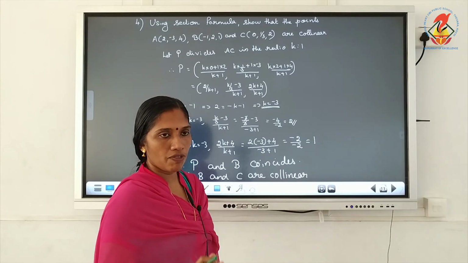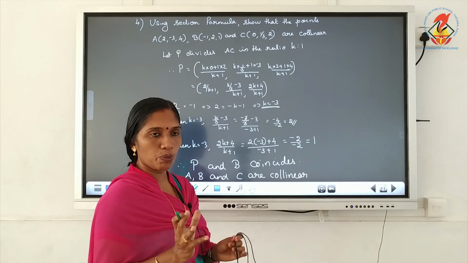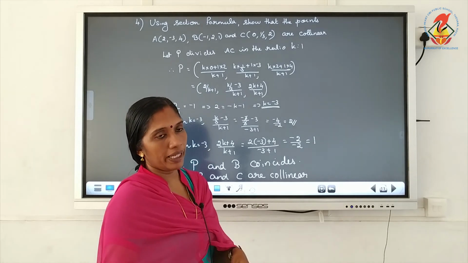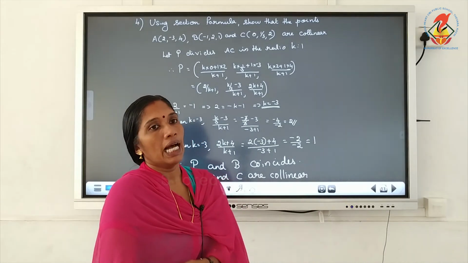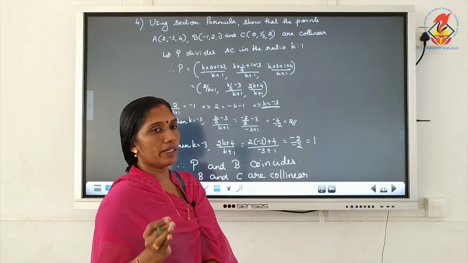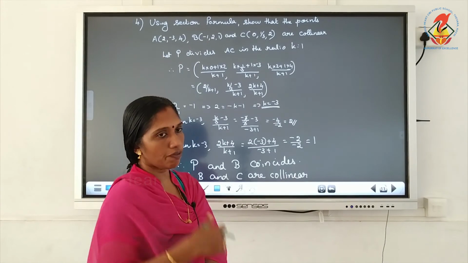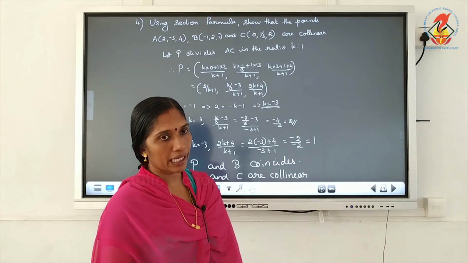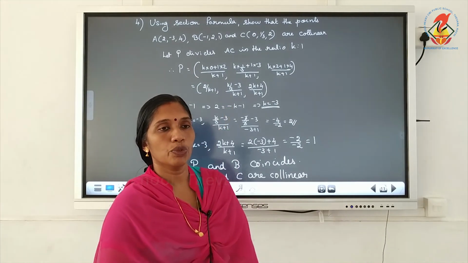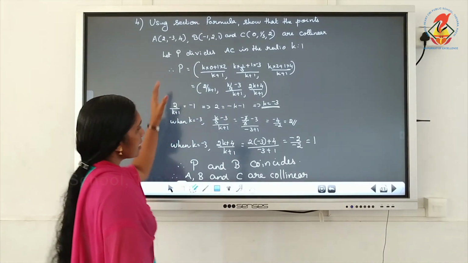So 3 points will be given. You have to take any 2 points and take P. P divides those 2 points in the ratio k is to 1. Then equate any coordinate of P to the corresponding coordinate of B. From that you will get the k value. Then compare the other two coordinates also. Here this is one method.